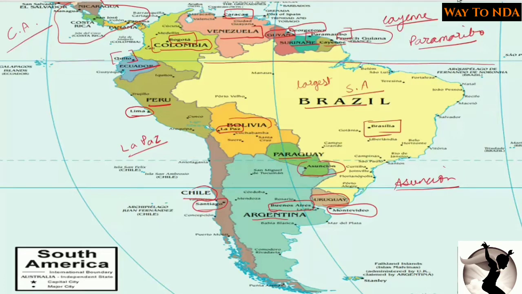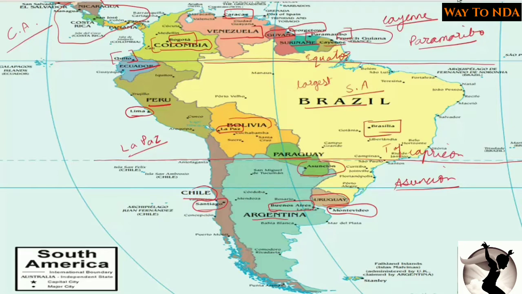And if you can see, this is the equator, and it is passing through Brazil, as well as the Tropic of Capricorn, which is also passing through Brazil. So the equator and the Tropic of Capricorn both pass through Brazil. Now let's see which are the other countries through which the equator is passing.